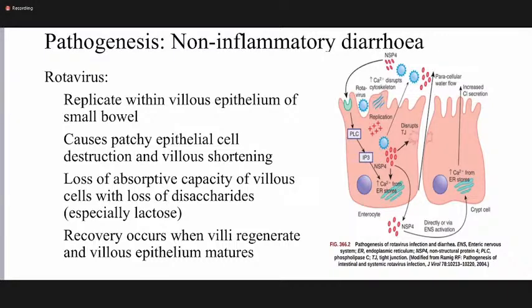And the enzymes which help in digesting food, especially lactose, so that's the lactase enzyme, are usually right at the tip of the villi. So if the villi have been destroyed and shortened, then the enzymes have also been destroyed. One of the reasons for the diarrhea, therefore, is that food or milk or whatever the child is taking is not getting absorbed and is simply coming out in the stool. And whenever the villi regenerate, you will see recovery happening gradually. Next, please.